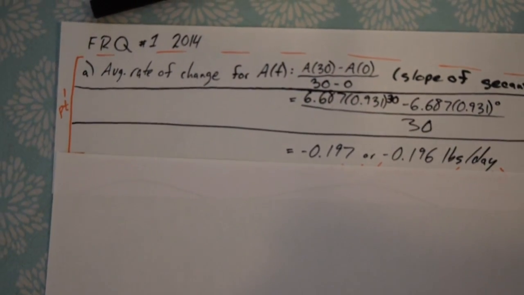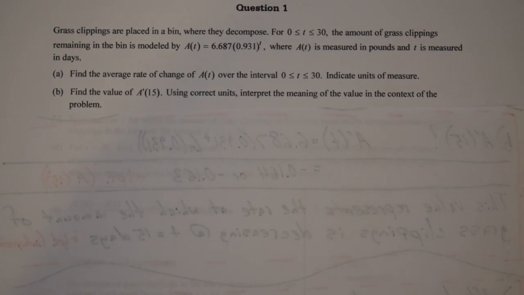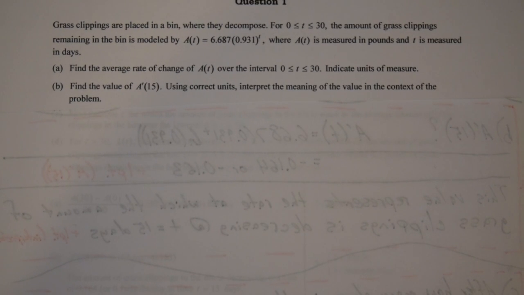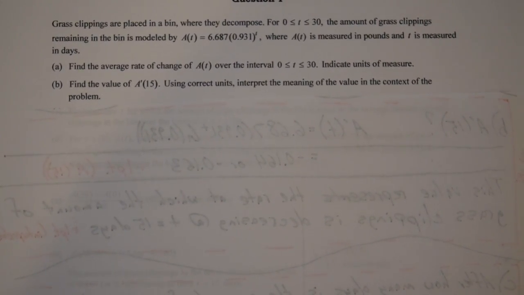This part of the problem is worth 1 point, and you get that from the correct answer with units. Part B asks us to find the value of A prime of 15 using correct units, and interpret the meaning of the value in the context of the bin.